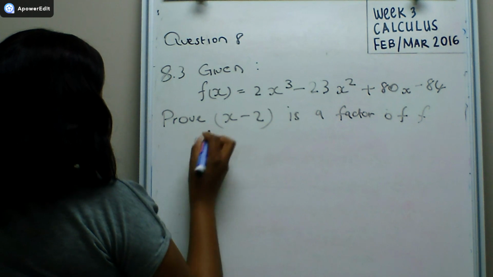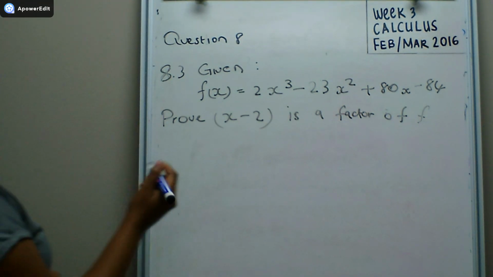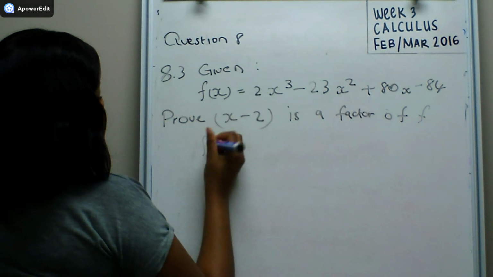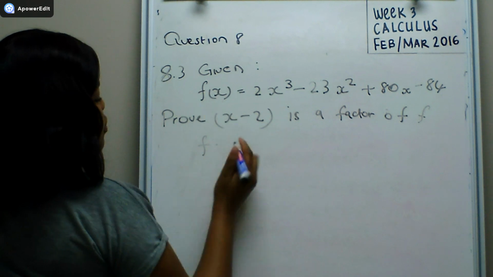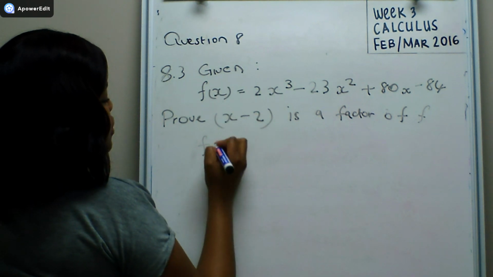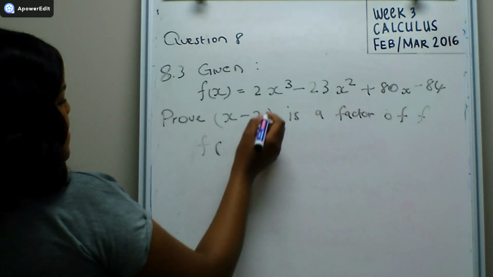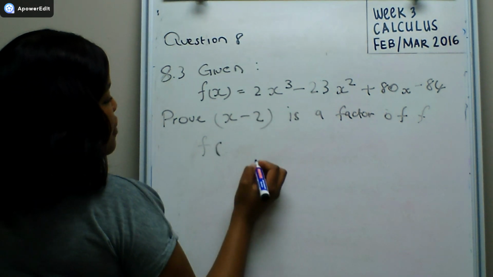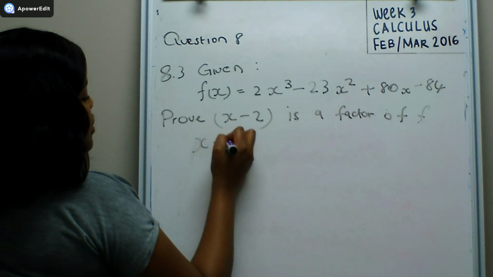The next question is question 8.3, and I've already written down everything. As you guys can see, f of x is equal to 2x to the power 3 minus 2x squared plus 80x minus 84. So we were asked to prove that x minus 2 is a factor of f. So yeah, that's what I'm going to do right now.